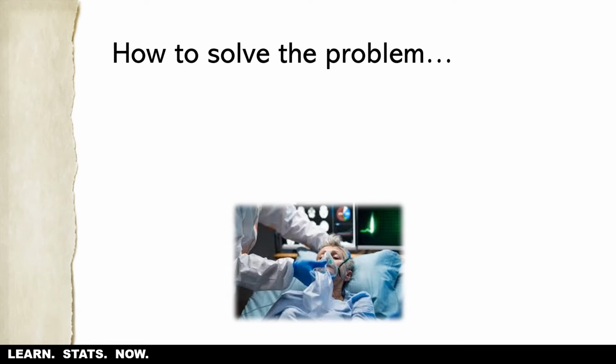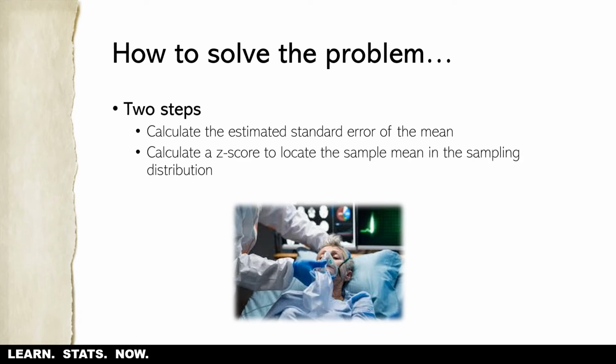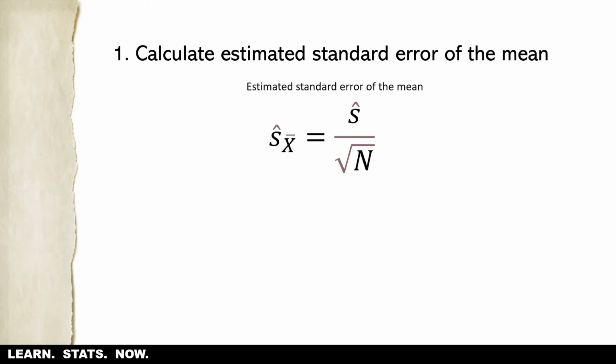Okay, so really there are two steps to solving this problem, just like what we did with standard error of the mean. First, we have to calculate the estimated standard error of the mean, and then we have to calculate a z-score to locate the sample mean in the sampling distribution. Okay, so here's our formula for the estimated standard error of the mean, and we're going to plug in our data. We know that the estimated standard deviation was 0.50, and we also know that we had an n of 1,000. So the square root of 1,000 is, of course, 100. So 0.50 divided by 100 ends up being 0.005. The next thing we have to do then is to calculate the z-score.